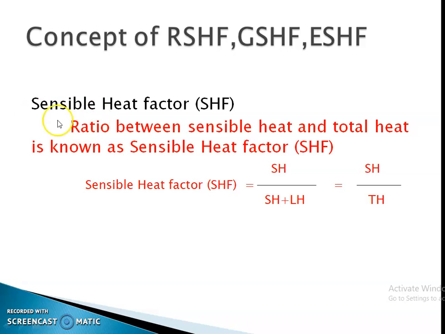First, we discuss the sensible heat factor, denoted SHF. The ratio between sensible heat and total heat is known as the sensible heat factor. Mathematically, sensible heat factor is equal to sensible heat divided by sensible heat plus latent heat. Finally, we get sensible heat by total heat, where sensible heat plus latent heat gives the total heat.